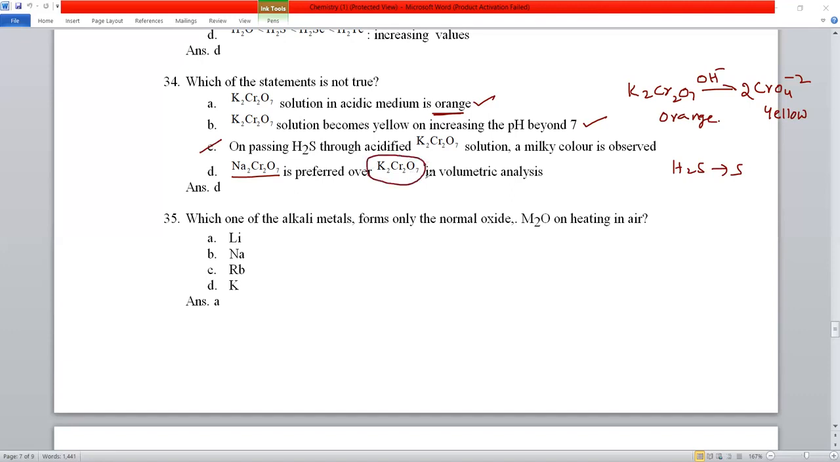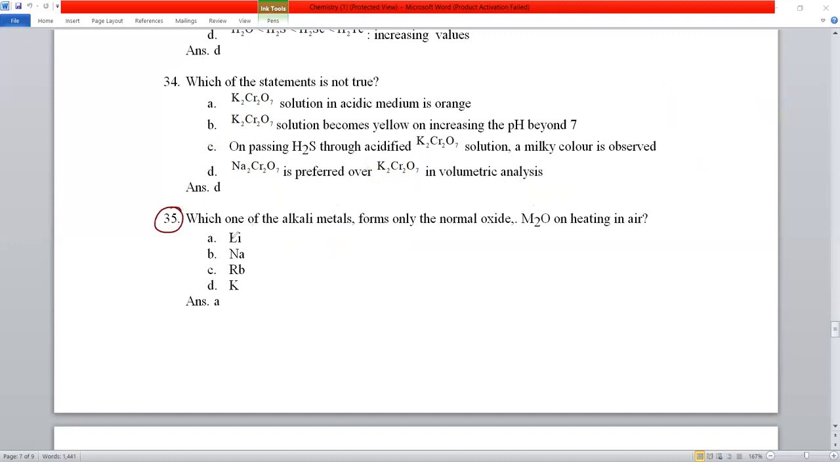K2Cr2O7 only they will use more in volumetric analysis. What is the reason? K2Cr2O7 is less hygroscopic in nature. Na2Cr2O7 is more hygroscopic in nature, and one more thing, it is more soluble in water. So that's why they won't prefer it in the volumetric analysis. This will give wrong values, inaccurate values it will give. Okay, so this is the reason.